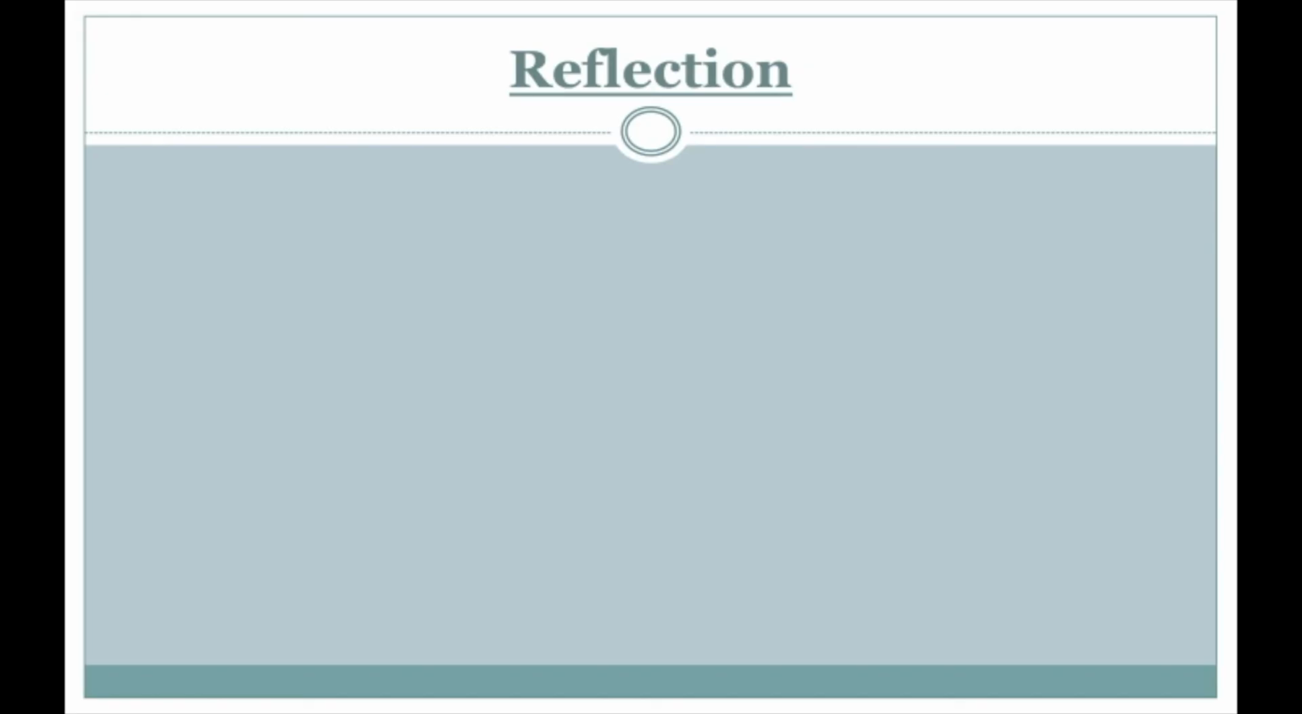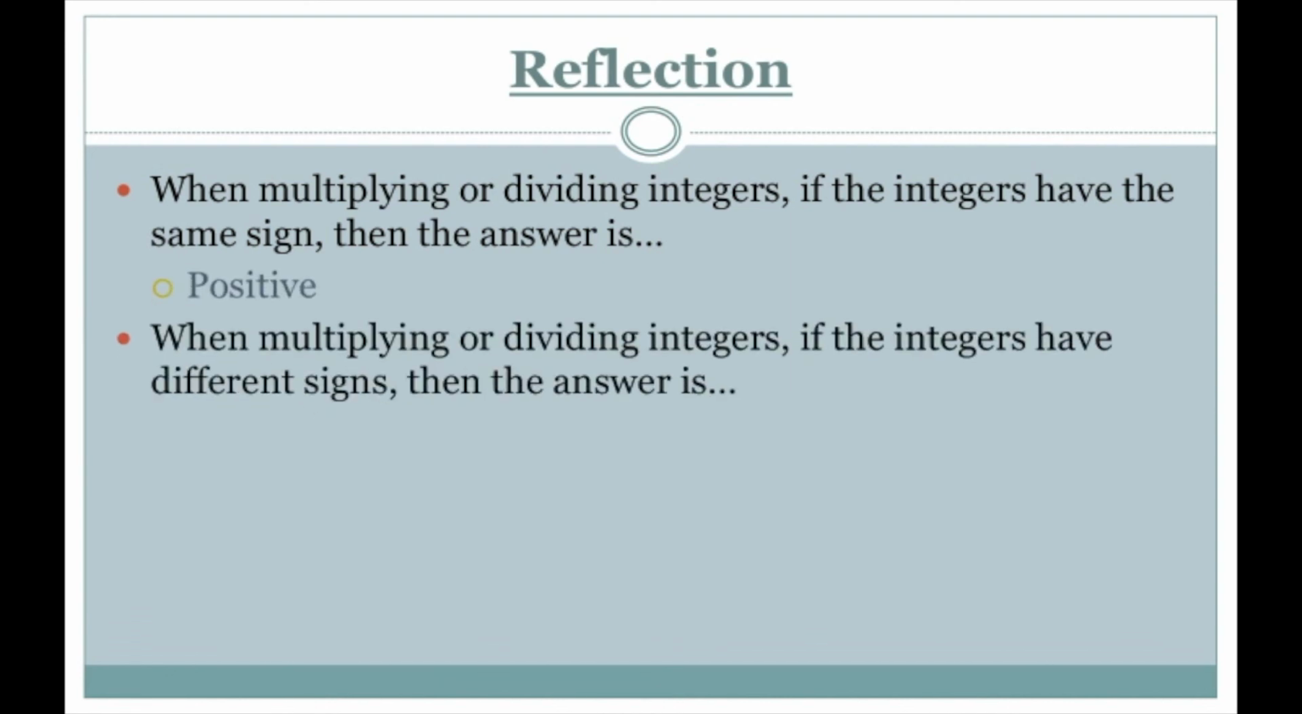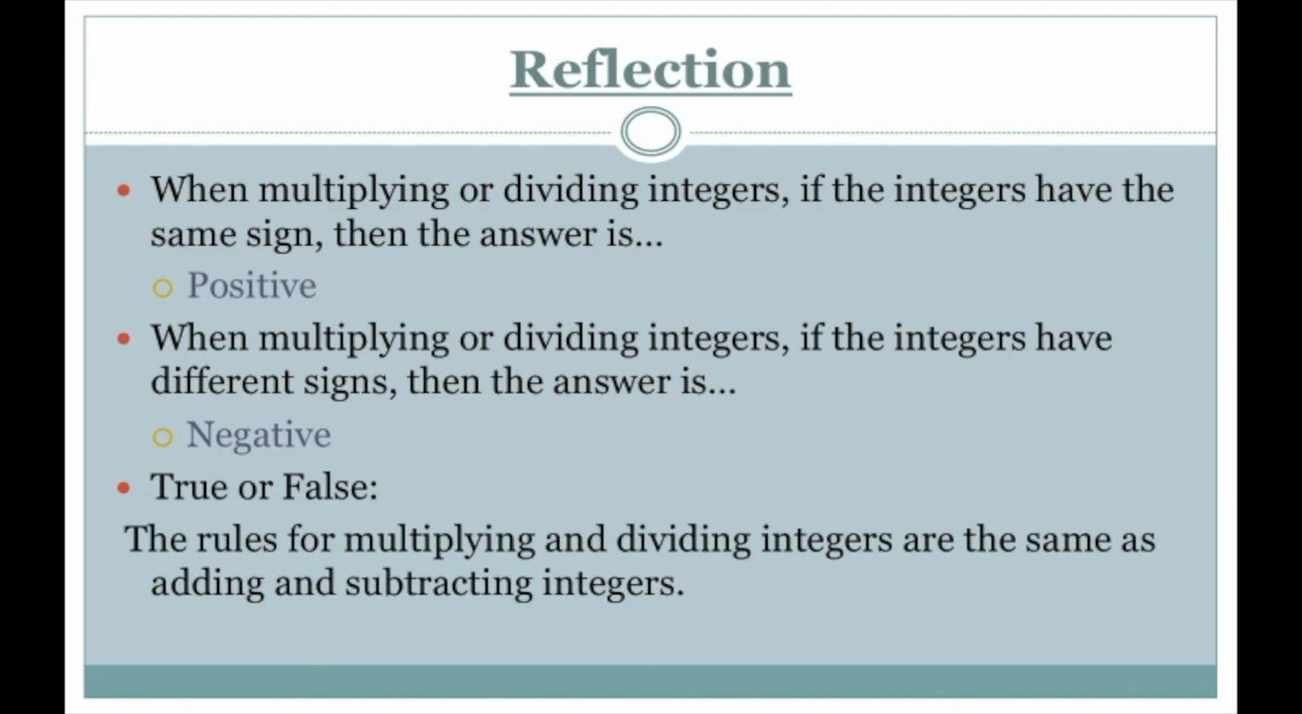Let's review this lesson. When multiplying or dividing integers, if the integers have the same sign, then the answer is positive. When multiplying or dividing integers, if the integers have different signs, then the answer is negative. And true or false? The rules for multiplying and dividing integers are the same as adding and subtracting integers. That is completely false. Remember, even though the same rule applies for multiplication and division, that is not the same as the rules for adding and subtracting integers.